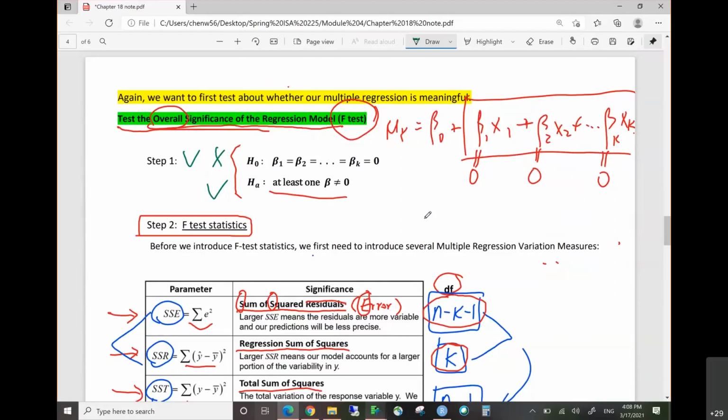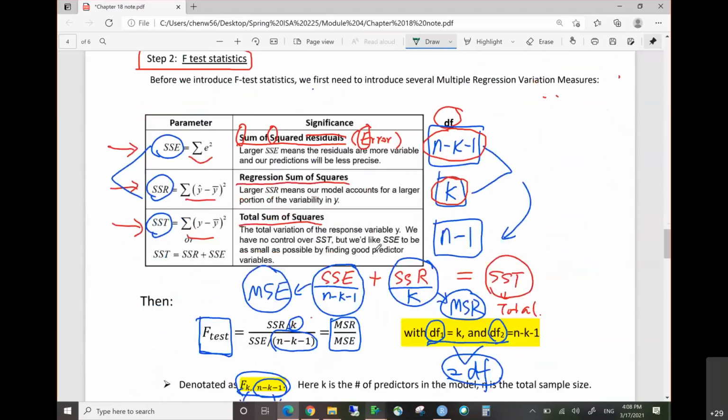The overall significance of the multiple regression, right? So let's just spend one more minute to review a little bit. We have SSE, SSR, SST, right? We have the relationship: SSE plus SSR equals SST. SSE is about the error. We have the degree of freedom, which is n minus k minus 1. SSR is about the regression. It has the degree of freedom k. SST is about the total. We have the degree of freedom n minus 1.